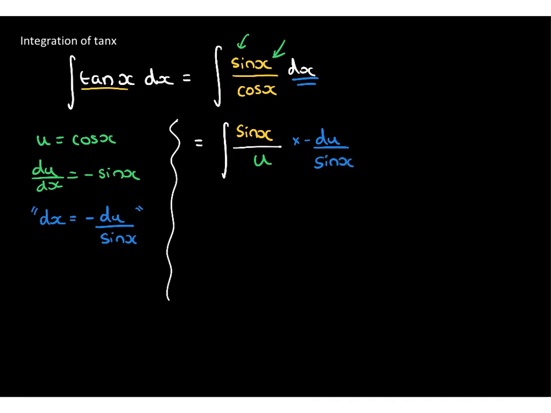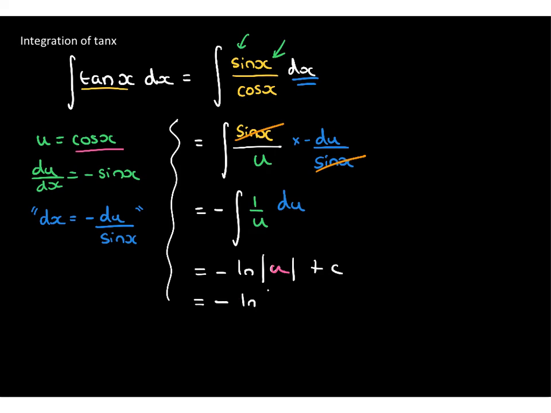So what happens next? Well, as we can see, sine x vanishes. I can pull a factor of negative 1 effectively out of the integral. So I'm left with the integral of 1 over u with respect to u, which of course is going to give me negative ln mod u plus my constant of integration. Now, what do we know about u? It's the same as cos x. So I get negative ln mod cos x plus c, and this is my answer.